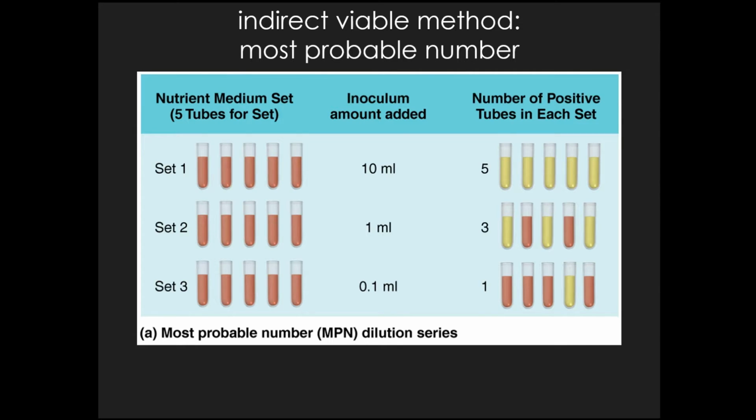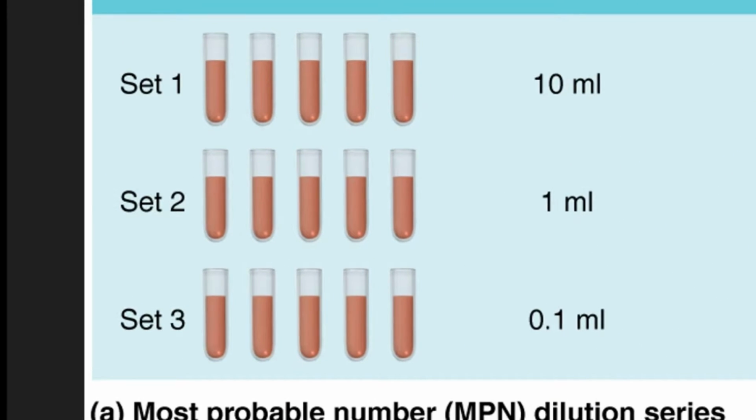So for instance, in the first set, you would inoculate 10 mils of whatever that environmental sample was into each of those 5 tubes. And in set 2, you would inoculate 1 mil. So notice that's a 1 to 10 dilution, or a 10 to the minus 1 dilution. And then in set 3, you would put 0.1 mil.